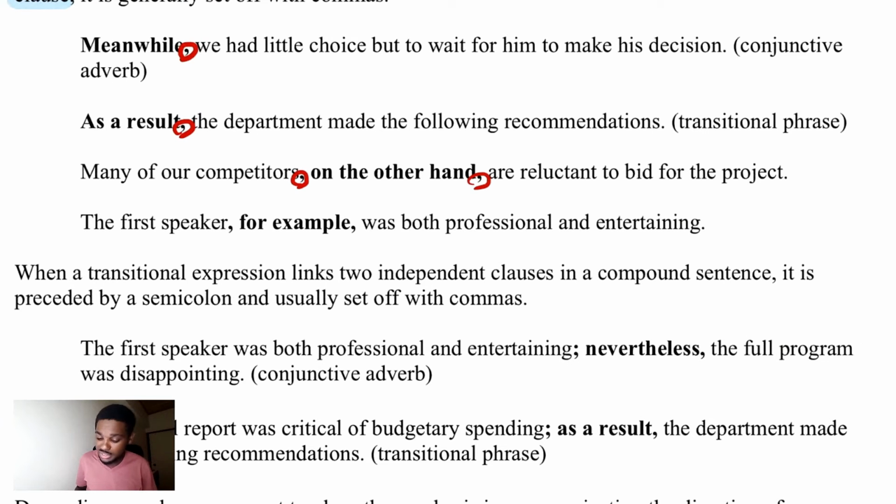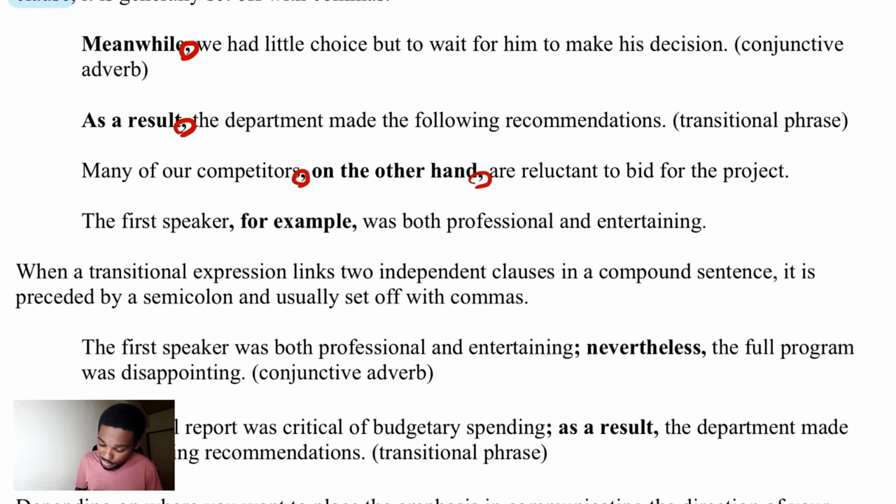So let's say you have the sentence, many of our competitors are reluctant to bid for the project. If you want to put a transition in the middle of that one clause, you surround it with commas like this. Many of our competitors, comma, on the other hand, comma, are reluctant to bid for the project. We have another example here. The first speaker, for example, note the commas, was both professional and entertaining.